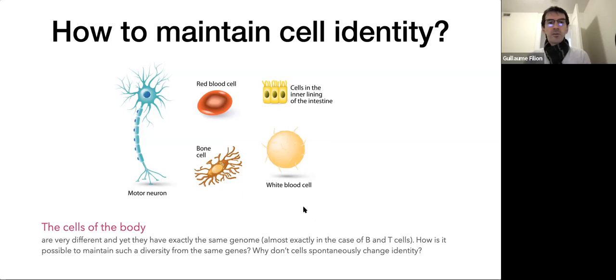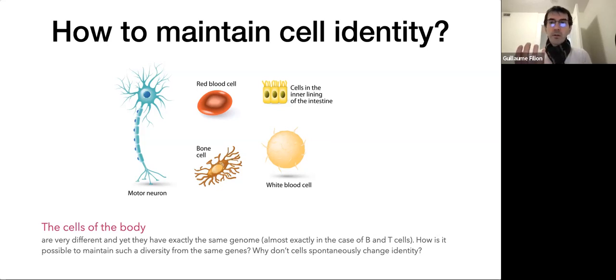So how is it possible to maintain such a diversity from the same genes? Why don't cells spontaneously change identity? I hope you see the problem, right? They all have exactly the same DNA, except the B and T cells, and that's just a tiny little difference. So they have exactly the same information to start with. Through development, they take different shapes and different functions. But how can they keep it? What says that this red blood cell is always going to be a red blood cell? Why does it not suddenly start to become a bone cell or something like that?